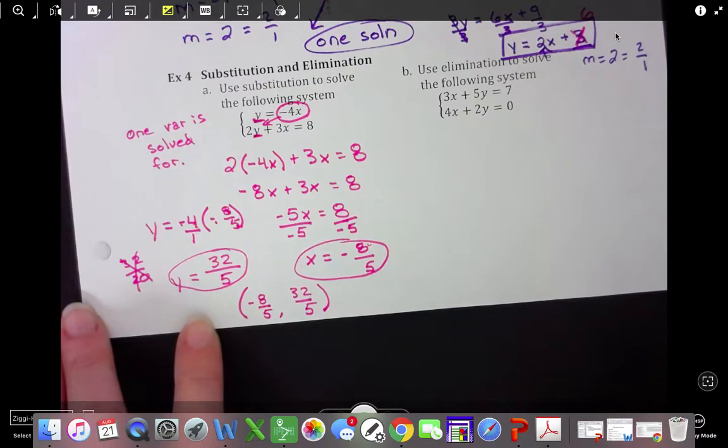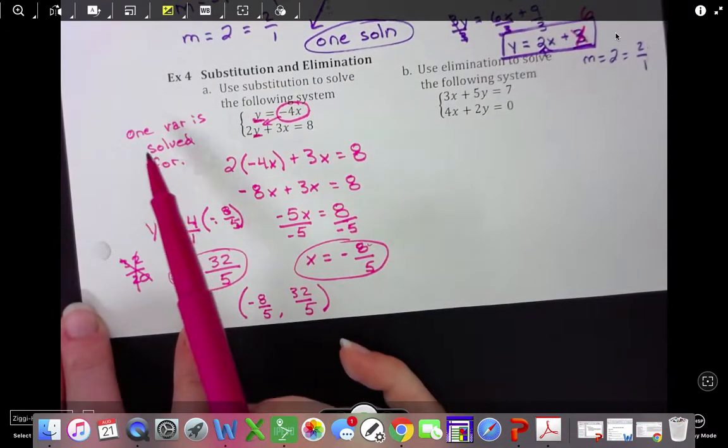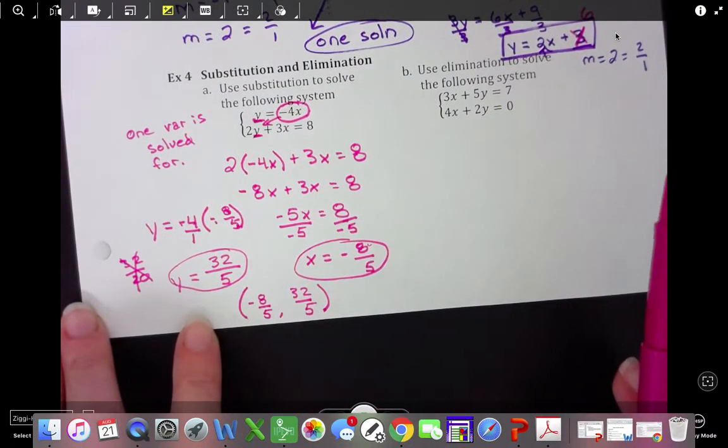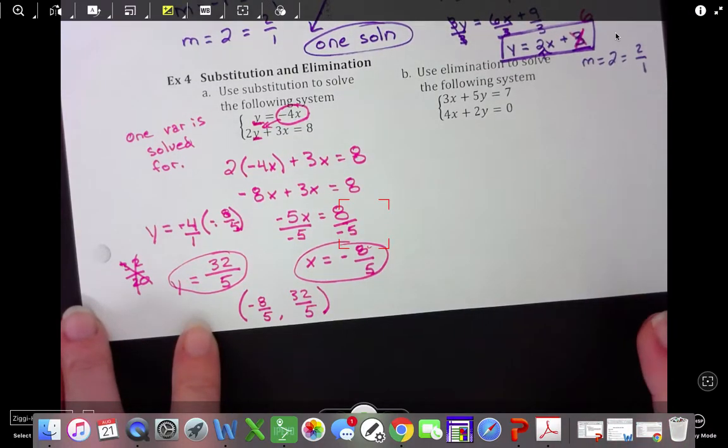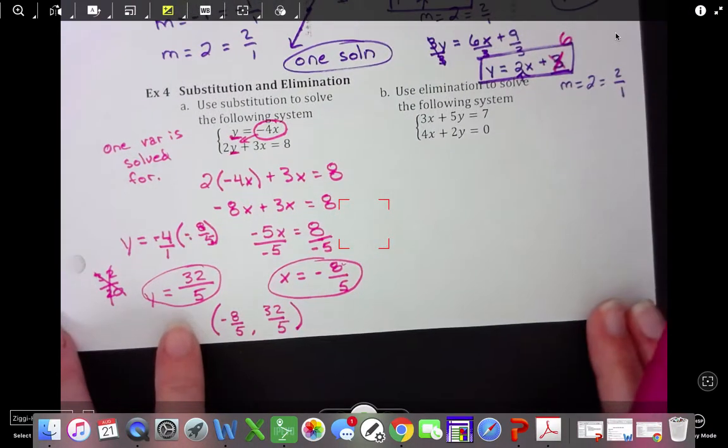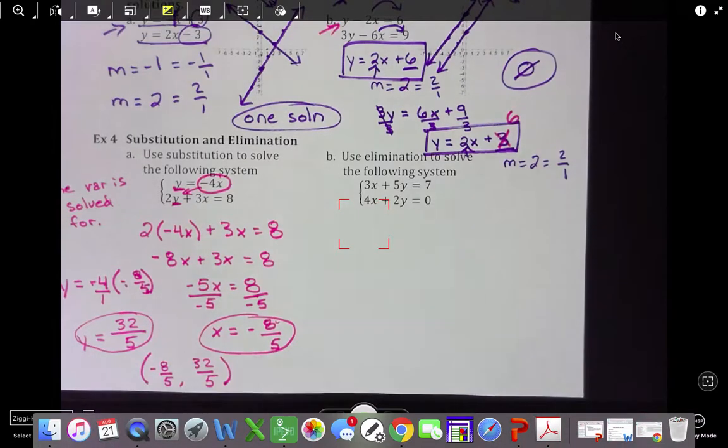Okay? So that was substitution. You want to make sure one variable is solved for in one of the equations and then plug it into the next one. Okay? Part B, elimination.